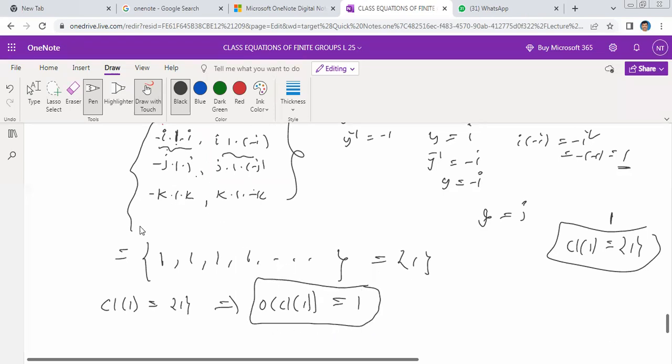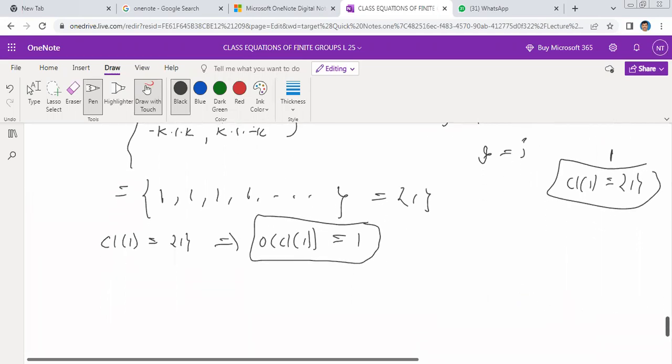Similarly, I want to find what about minus 1. Can you guess the classification of minus 1? Minus 1 is not the identity element.